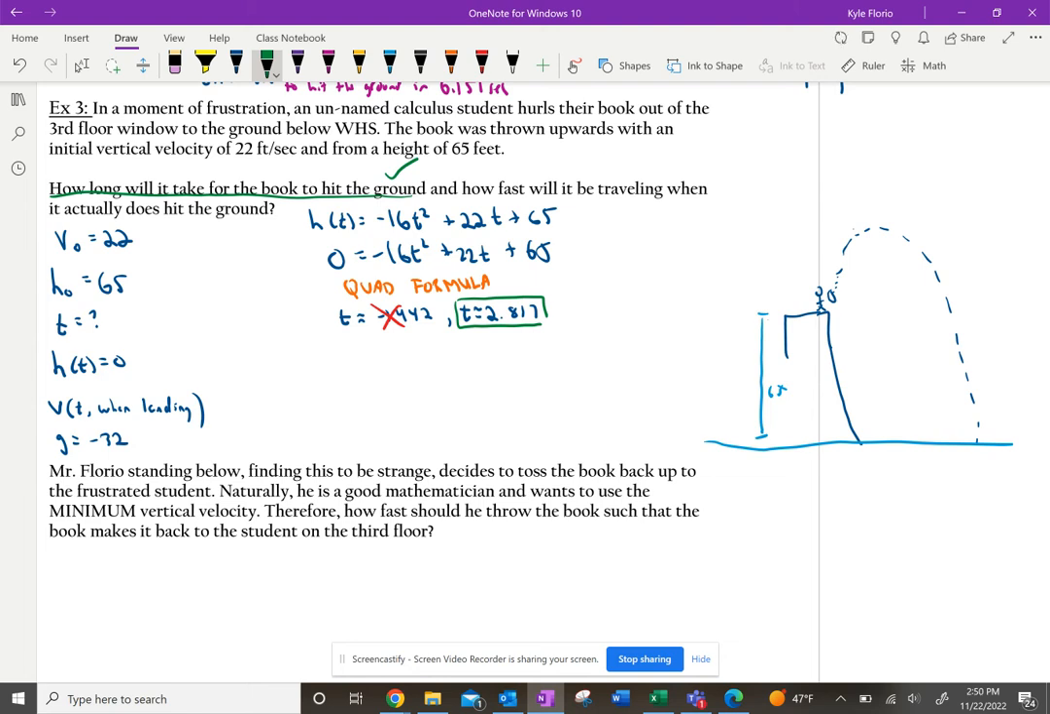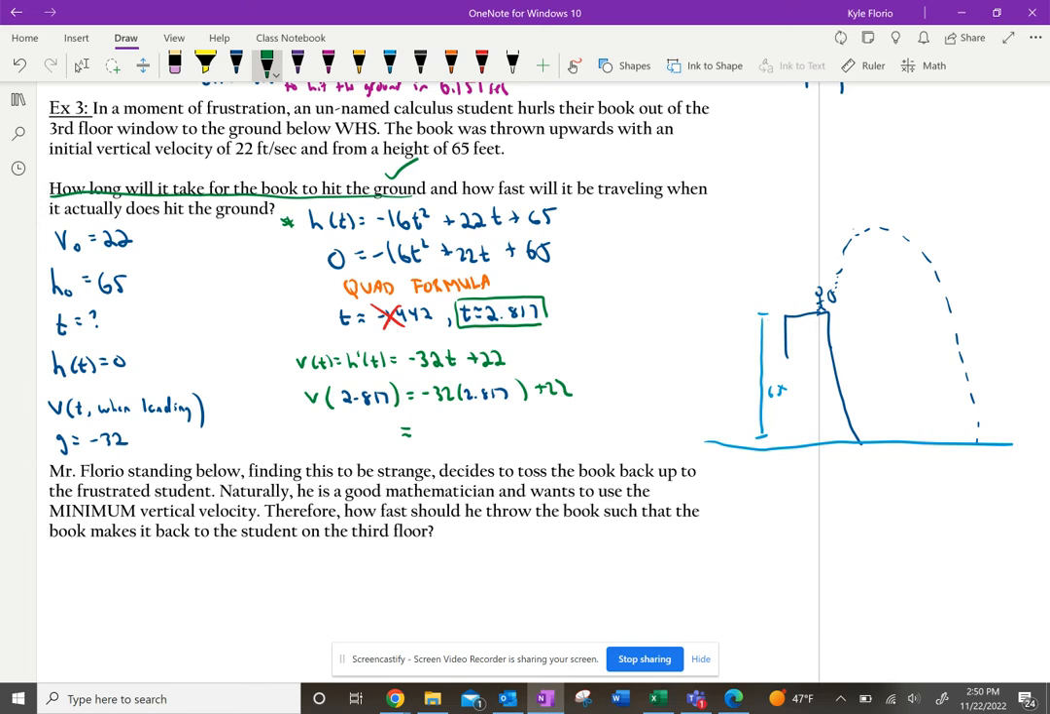Now I want to find out how fast it's traveling. That's the velocity. If I want to find the velocity, we just take the derivative of the height. The derivative of that is going to be negative 32t plus 22. I want to find the velocity when it hits the ground, so that's the velocity at 2.817 seconds. So it's negative 32 times 2.817 plus 22.